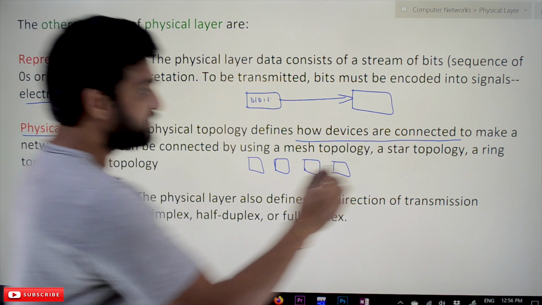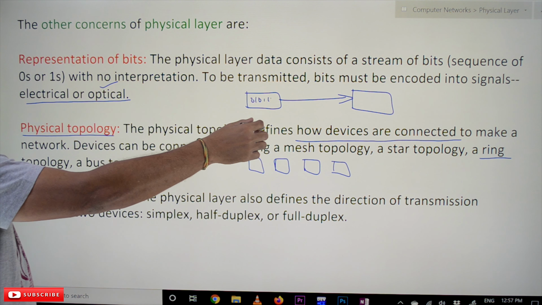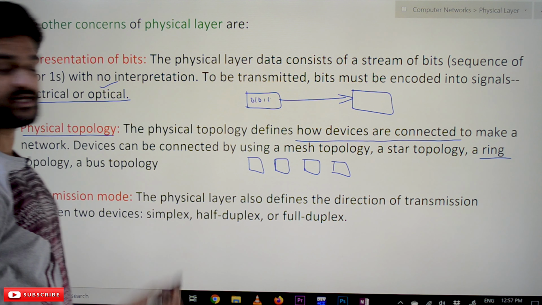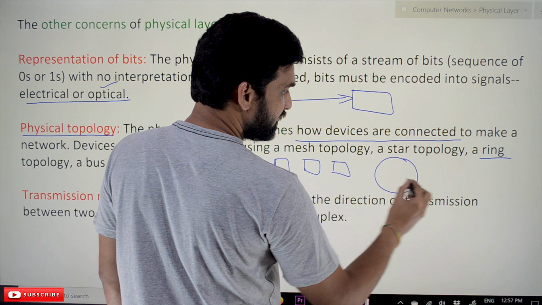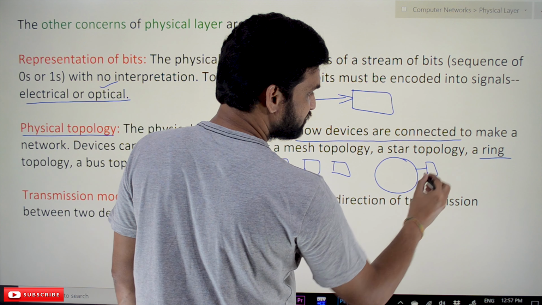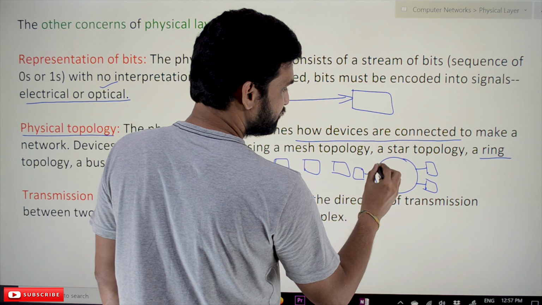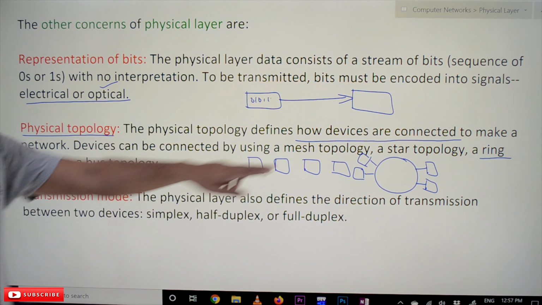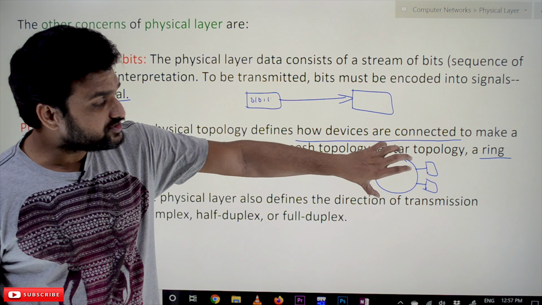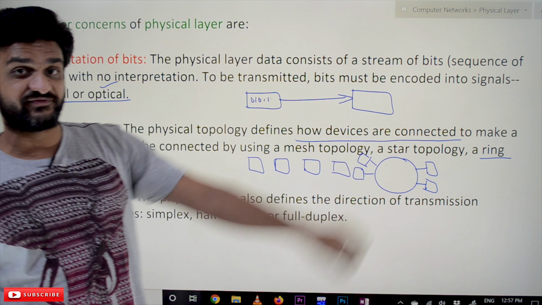Let's try to understand it with ring topology. In brief, we are going to discuss every topology in our later videos. For example, if you take the wire in the ring form, and to this ring the devices are connected, this is what we call a ring topology. So there are different types of topologies. One of the topologies is ring topology. So this is also decided in the physical layer. This is the concern of the physical layer.